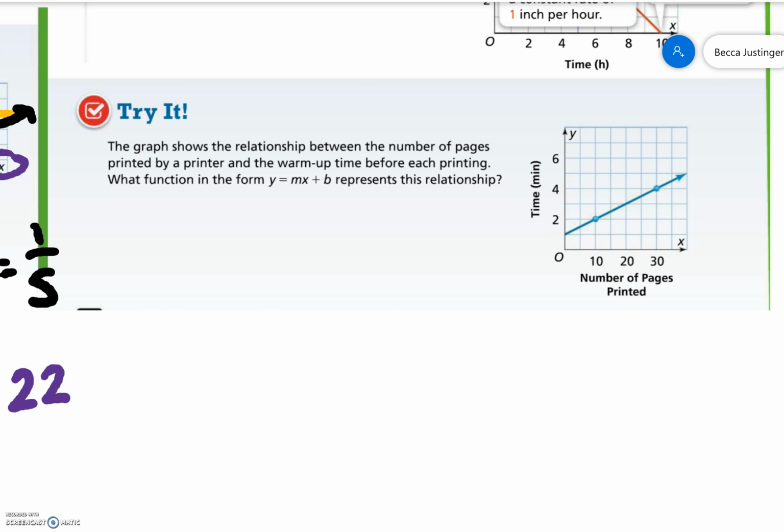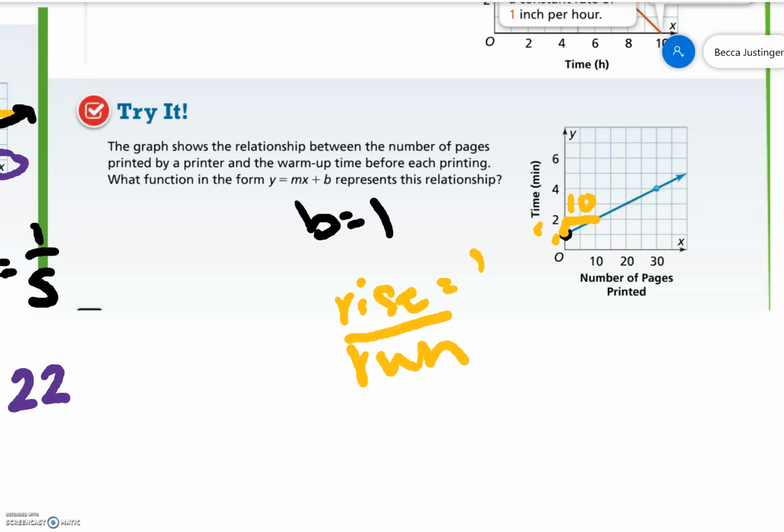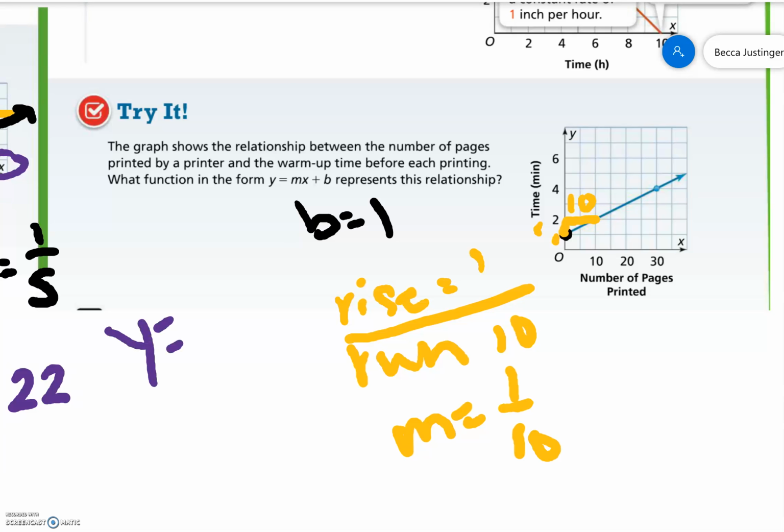Let's try it. This graph shows the relationship between the number of pages printed by a printer and the warm-up time of each printing. What function represents the relationship? Well, we start at 1, so I know my b equals 1. And I'm going to look at my slope. I go up 1 over 2, but careful, it's boxes. Check to see how much each box is worth. It's up 1, but it's over 10. So my rise is 1, my run is 10, meaning my slope, my constant rate of change, is 1 over 10, and my equation is y equals 1/10 x plus 1.